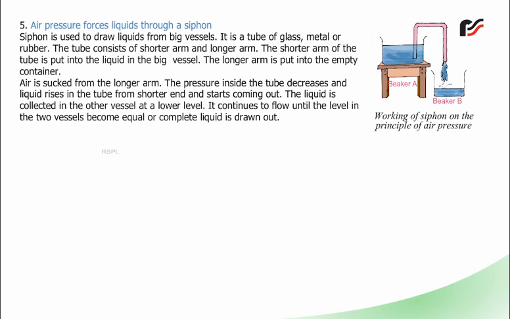Air is sucked from the longer arm. The pressure inside the tube decreases and liquid rises in the tube from the shorter end and starts coming out. The liquid is collected in the other vessel at a lower level. It continues to flow until the level in the 2 vessels becomes equal or the complete liquid is drawn out.